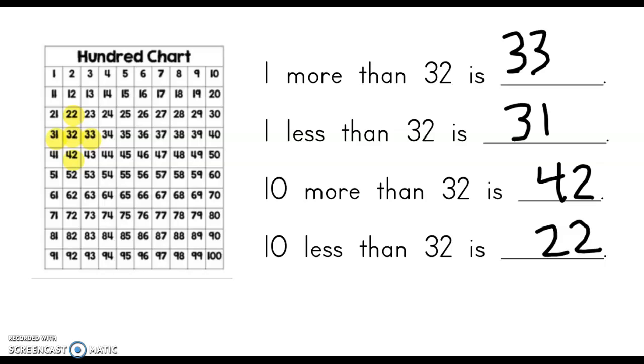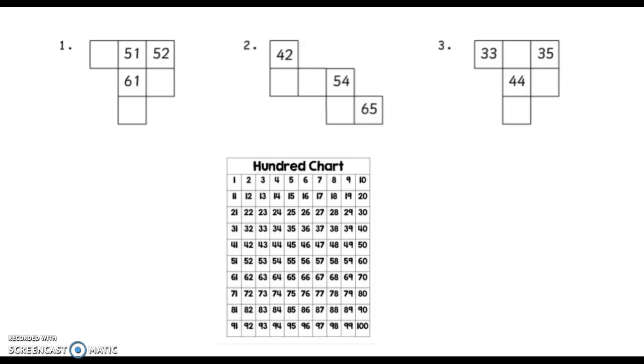Then on the last page of your student activity pages will be what looks like this, and there'll be a 100 chart, and then there are just 100 chart puzzles. So imagine someone went in and just took out a section of the 100 chart, and they're asking us to fill in the blank spaces. Just be careful that if it's a number that is above or below, it's going to change by 10. And if it's a number that's to the left or the right, it will change by 1.